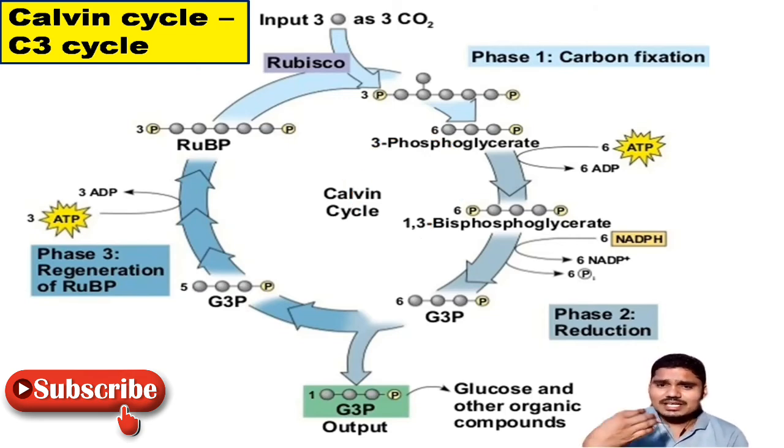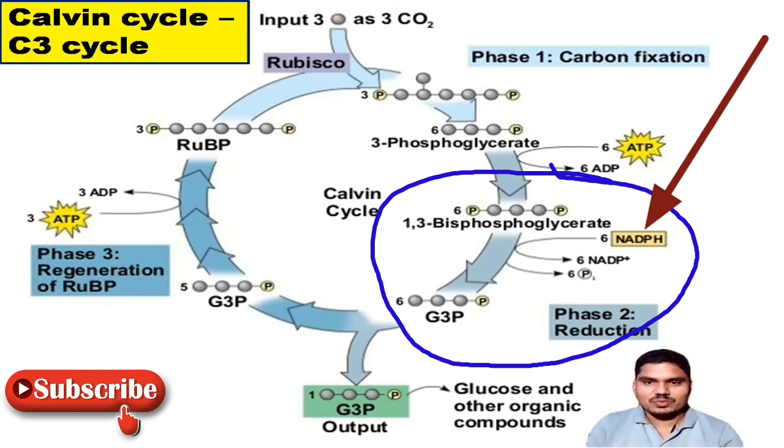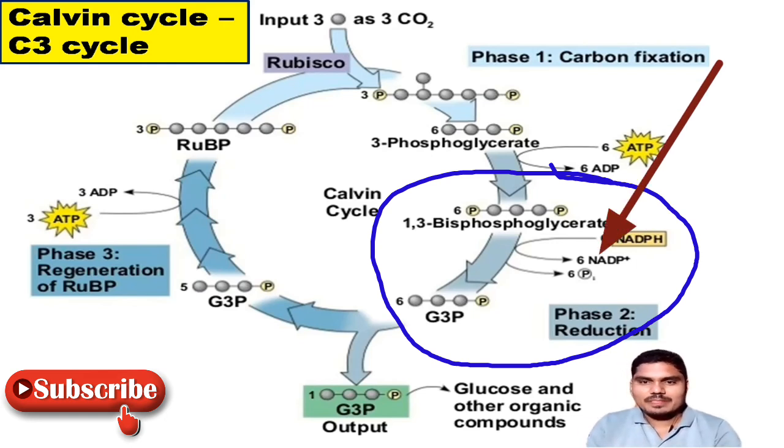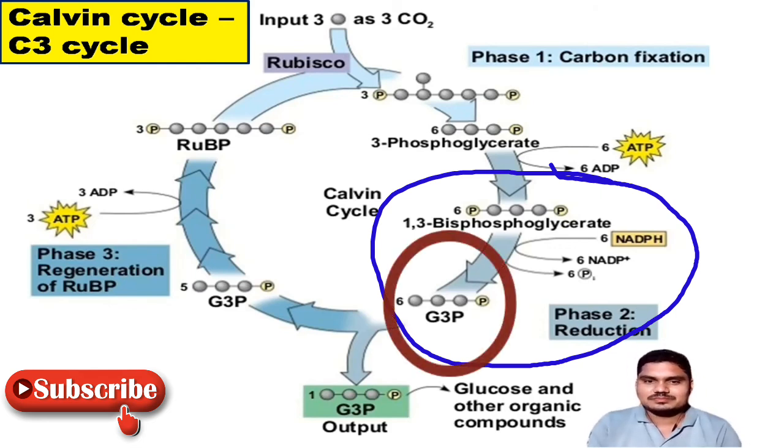Next, the reduction process begins. In the reduction process, what happens? These 6 molecules of 1,3 bisphosphoglycerate react with 6 NADPH molecules. They reduce the hydrogen molecule and that is removed as NADP. After reduction of 1 hydrogen atom and 6 phosphate group, the chemical is turned into glyceraldehyde 3-phosphate.